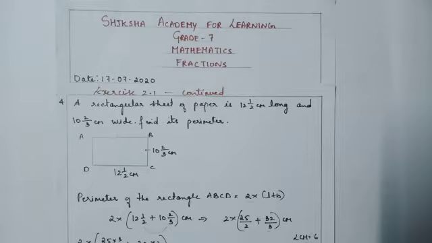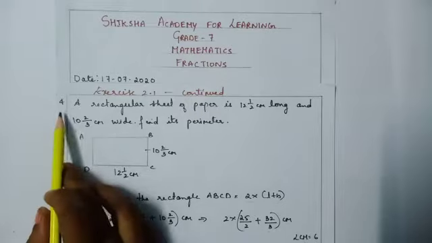Now let us continue the chapter fractions. First, second, third problems from exercise 2.1 were given for homework. Let us continue with the next problem, that is the fourth.